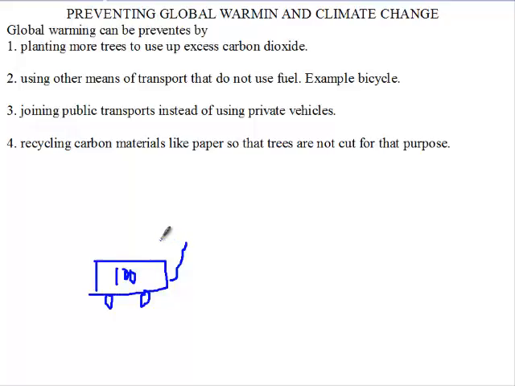And also, we need to recycle carbon materials like paper so that trees are not cut for such purposes. All these, when done, will ensure that less carbon dioxide will be emitted into the atmosphere. And even if excess carbon dioxide is emitted into the atmosphere, the trees will take the carbon dioxide out by photosynthesizing.